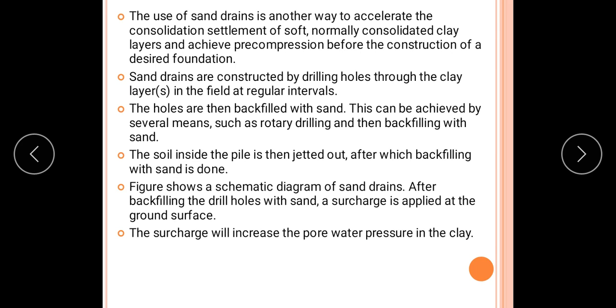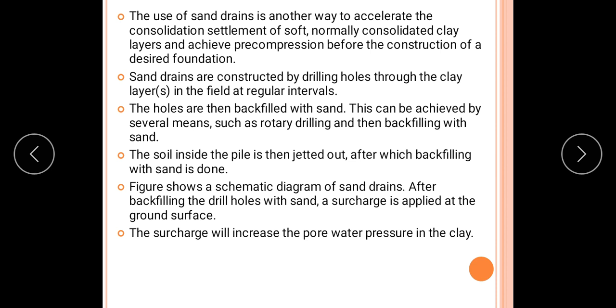The use of sand drains is another way to accelerate the consolidation settlement of soft normally consolidated clay layers and achieve pre-compression before the construction of a desired foundation. So before the construction, if you want to attain the required settlement or consolidation, this is an effective method we can use, by using the sand drains.